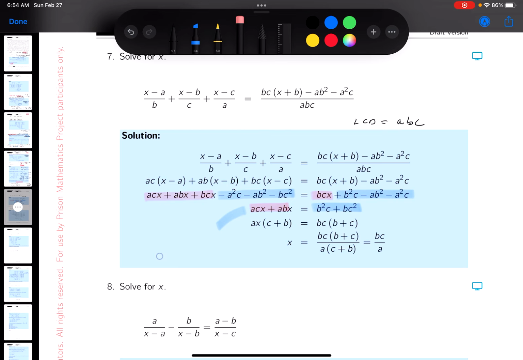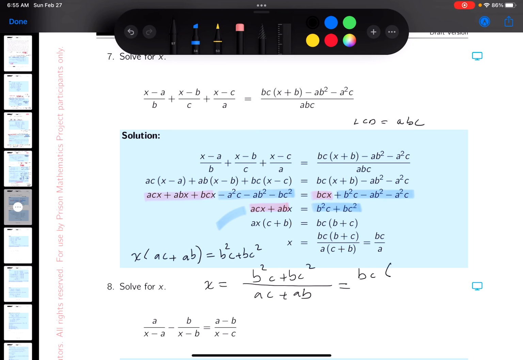I'd factor the x out. And you get AC plus AB, and that equals B squared C plus BC squared. Then I would divide both sides by x's coefficient. And you get B squared C plus BC squared over AC plus AB. What I'm going to do now is factor. Top is BC.